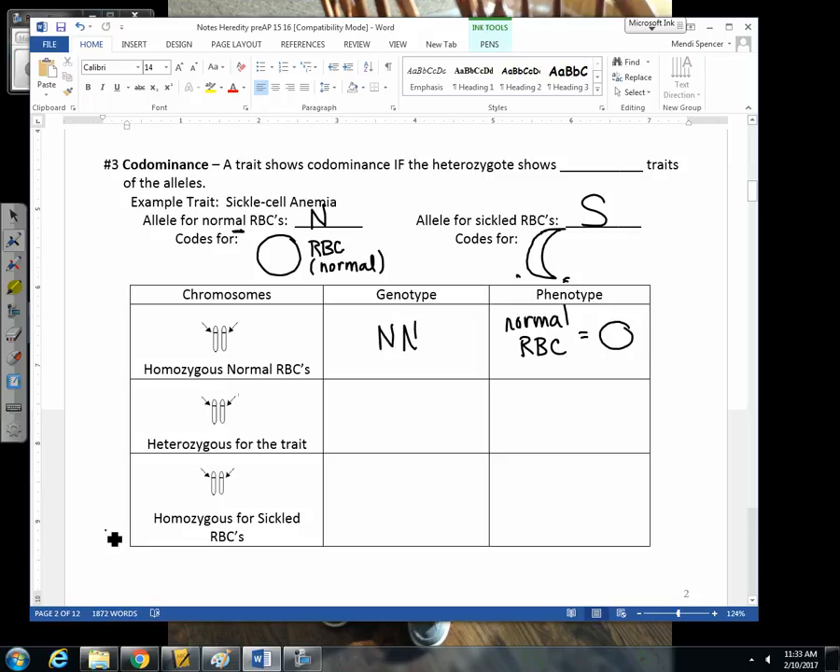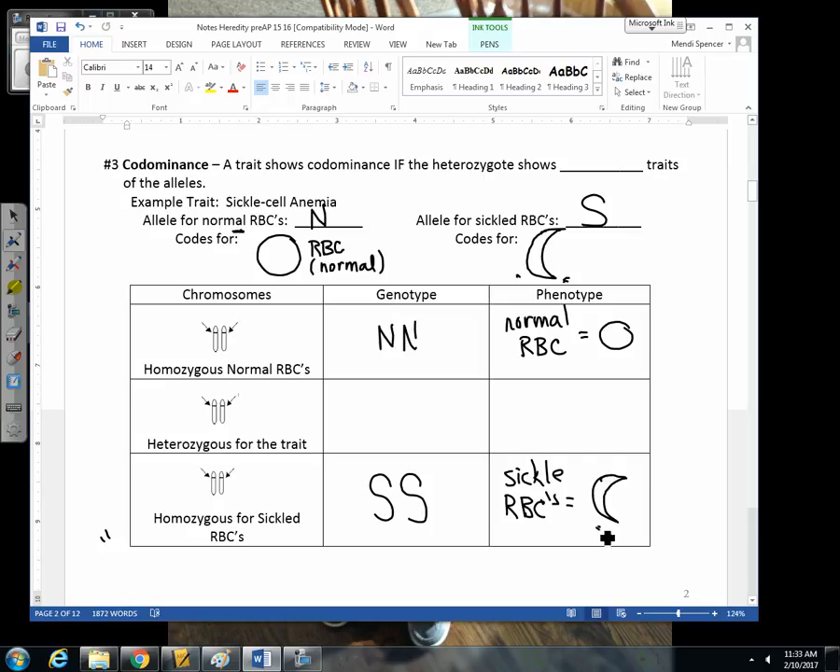Let's go down for homozygous for sickled red blood cells. So homozygous means they have the same 2 alleles. And this is how we get that sickle red blood cell. So let's put sickle red blood cells. All they have for blood is those sickled shapes.